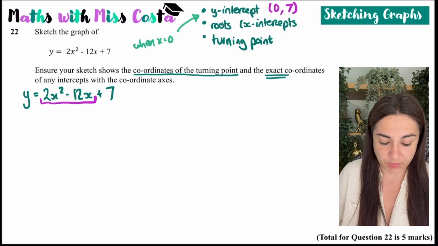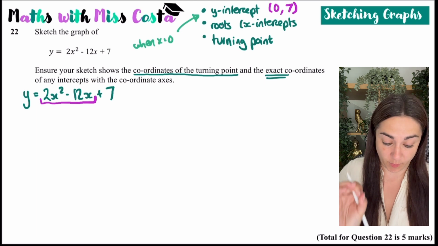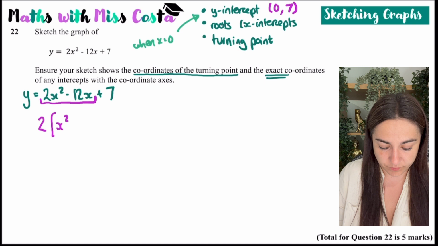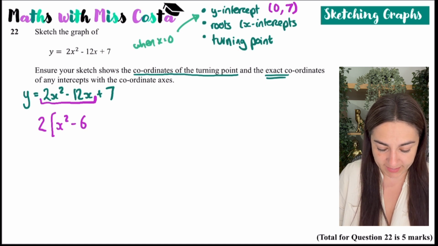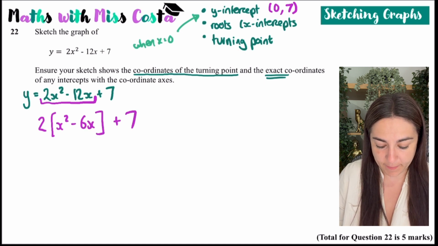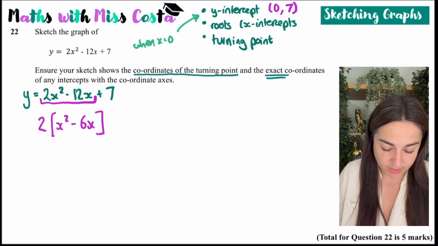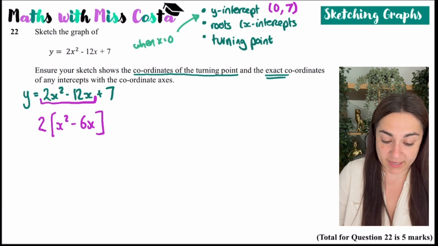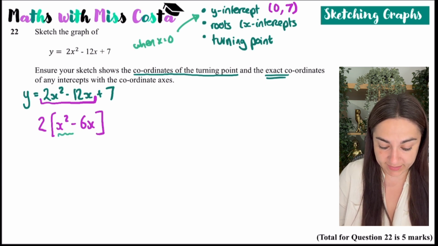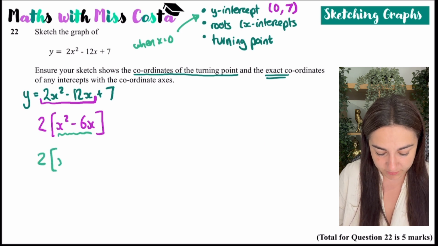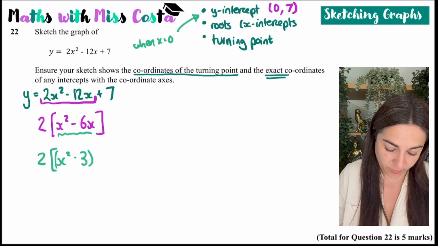I'm just going to focus on this part when I'm completing the square. And I'm going to take out the coefficient of x squared. So I'm going to divide everything by 2. So I'll be left with 2 brackets x squared minus 6x. So I'm just dealing with this part here. In fact, I can ignore the plus 7 for now and add it on at the end. So I can now complete the square. What do you do when you're completing the square? You halve the coefficient of x.